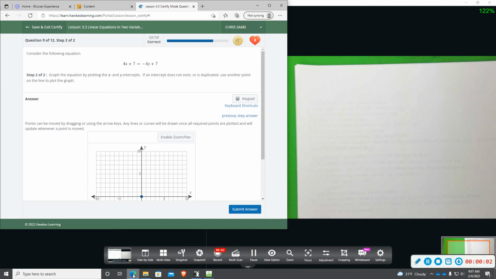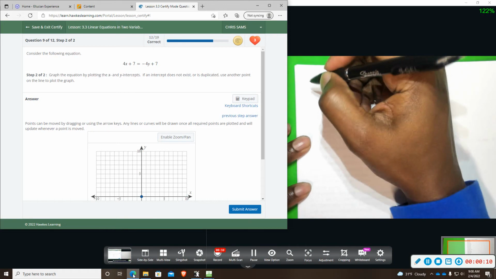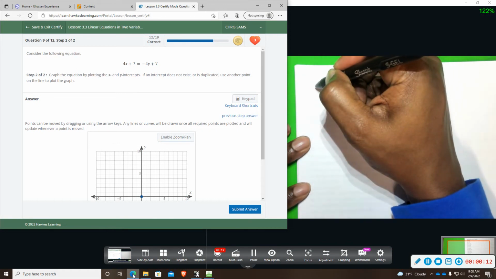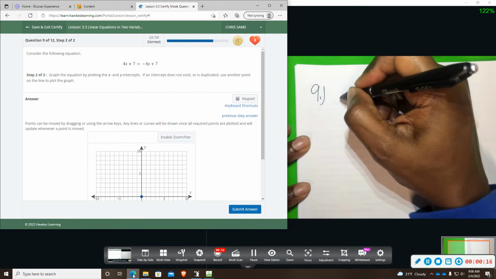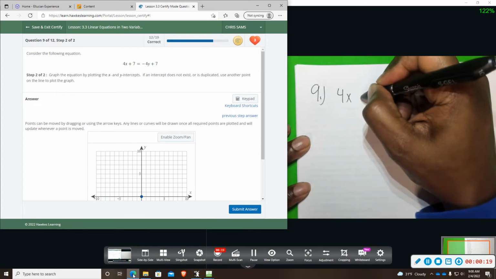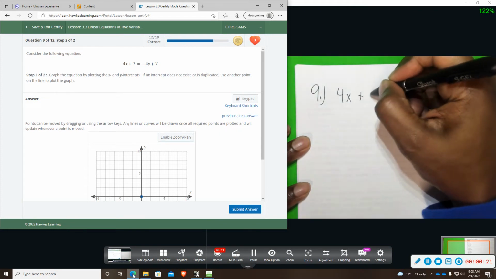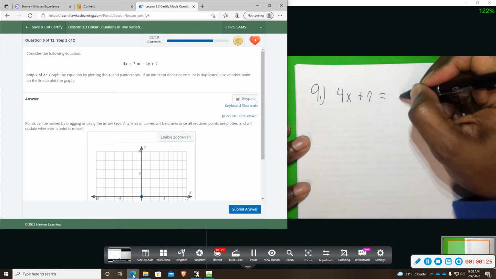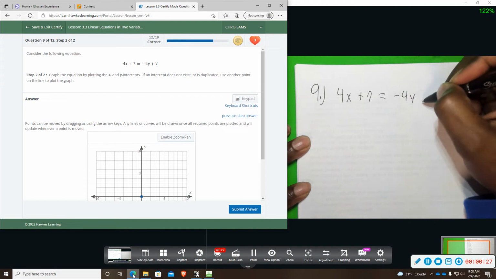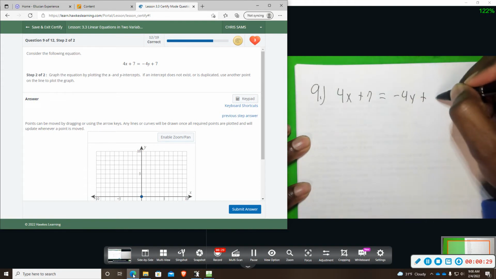Okay, number 9, we're going to also find the x and y intercept, and then we're going to graph it. So I missed the first part, so I'm going to redo it. I didn't have the recording going. So we're going to do 4x plus 7 equals negative 4y plus 7.